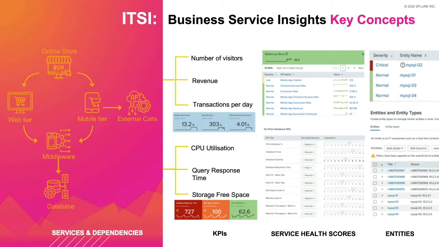And then on top of that, we have the service health score, which is a wrap-up of all the KPIs within that service. And you can see on the picture that each of these KPIs can be weighted. So, for example, response time might be more important than an OS metric. And then on the right-hand side, you can see entities that could be hosts or they can be instances.